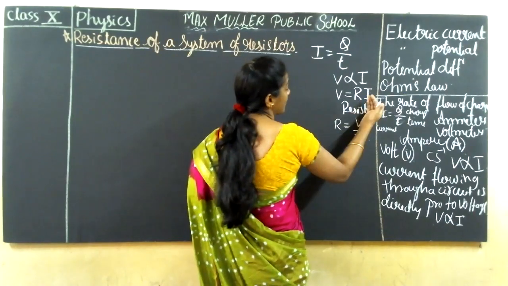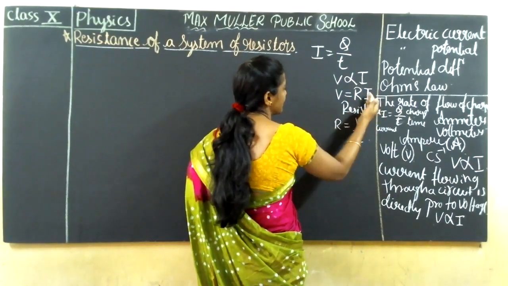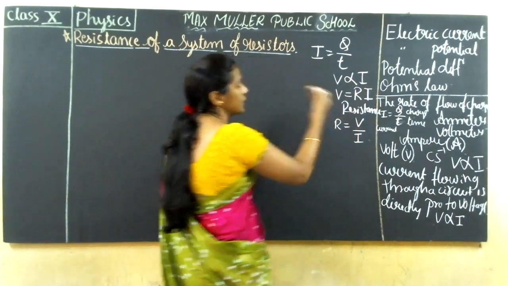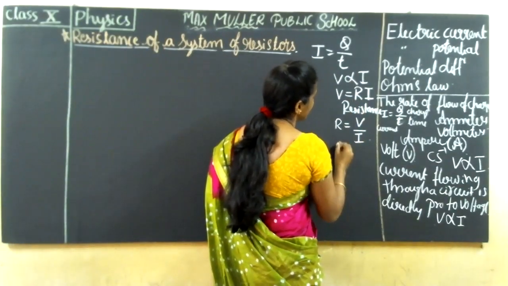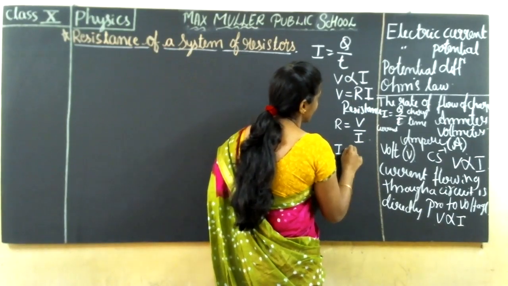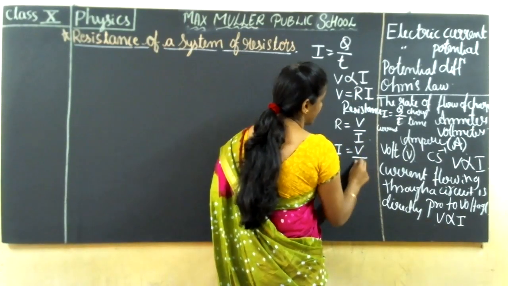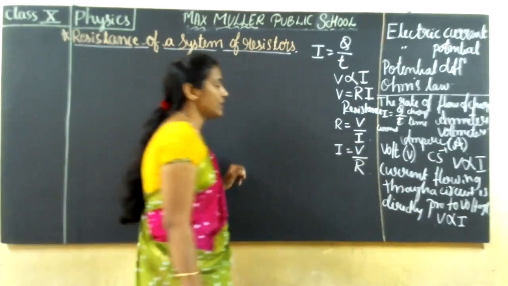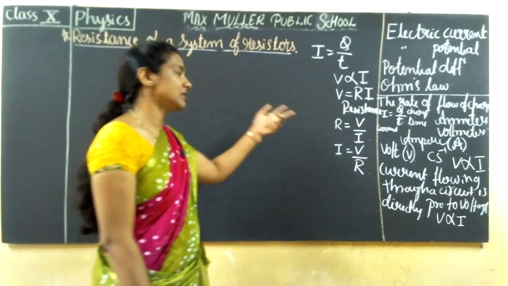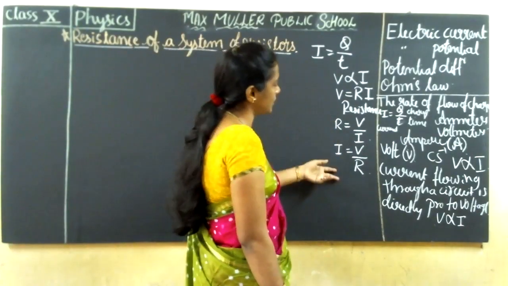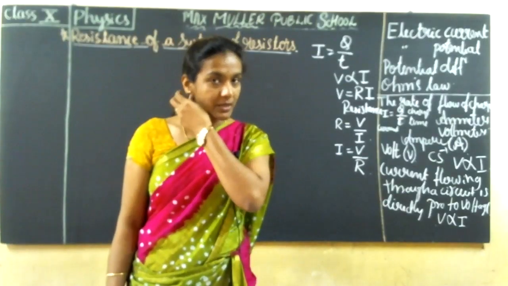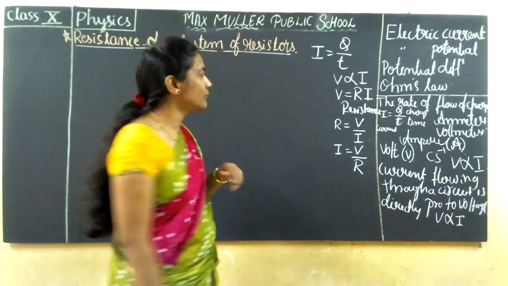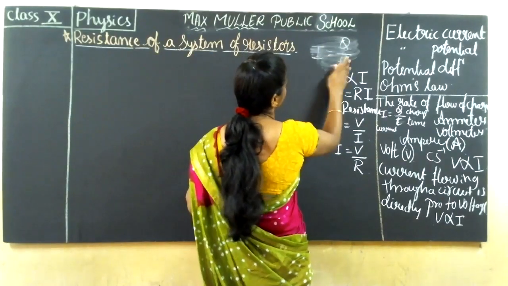It means from the right hand side, you are shifting this I from numerator to denominator. If V and R are given, then what do you need to do? I is equal to V by R. I is equal to V by R. These are the different ways of using the formula according to what is given in your numerical problems. This you must know.